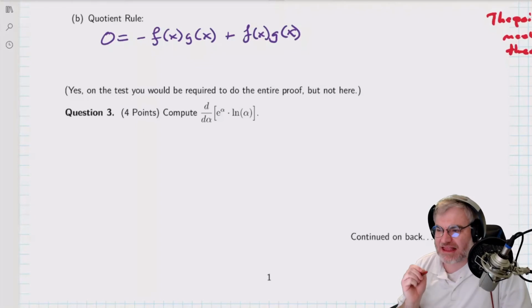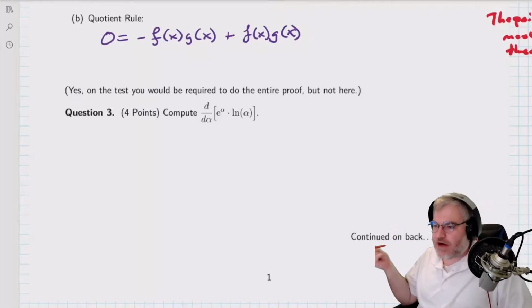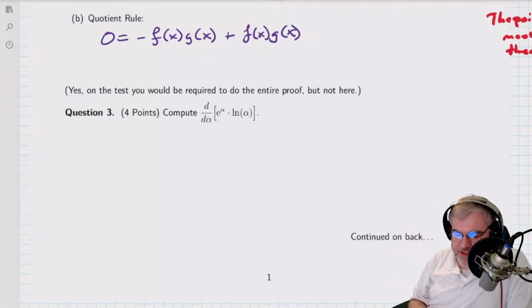So it's very likely that you forget stuff with e to the alpha. You lose track. Something distracting happens during the test, or a dog barks or something, and you lose track of what you took the derivative of and what you didn't. So, especially when it comes to e to the alpha, I always write out everything. So I'm going to do the whole thing here.